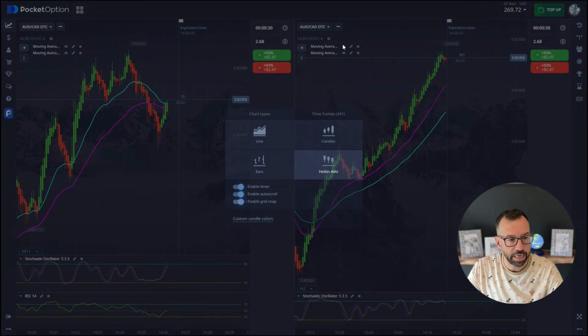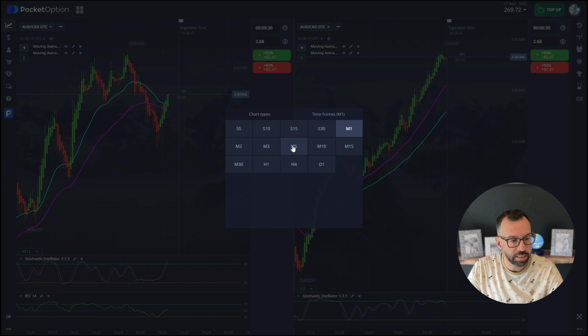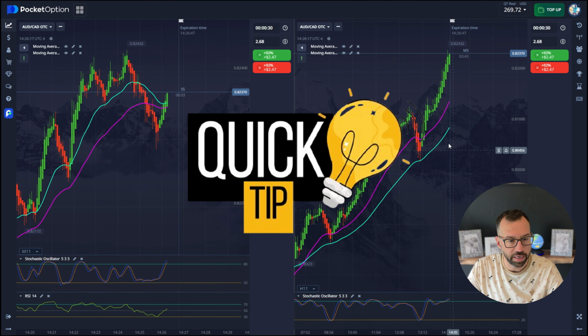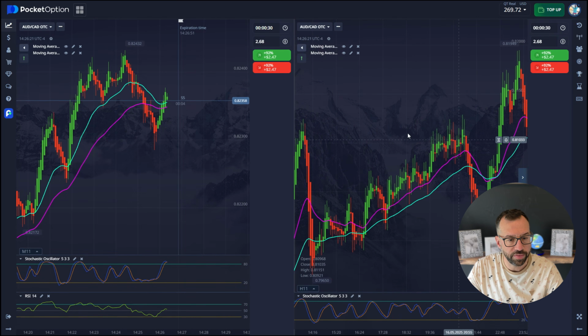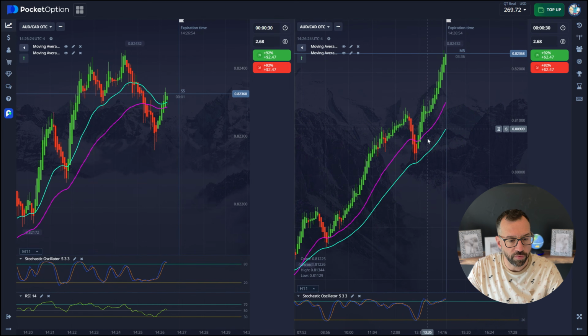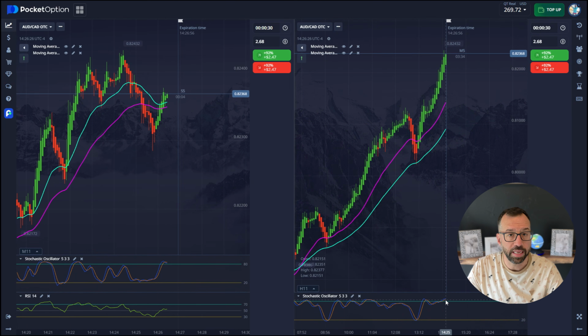So let's take a quick peek at a higher time frame. This is a pro tip for you right here. This is the 5-minute time frame, and if we look way to the left, we are way over top of all of these candles, and the stochastic oscillator is way oversold.